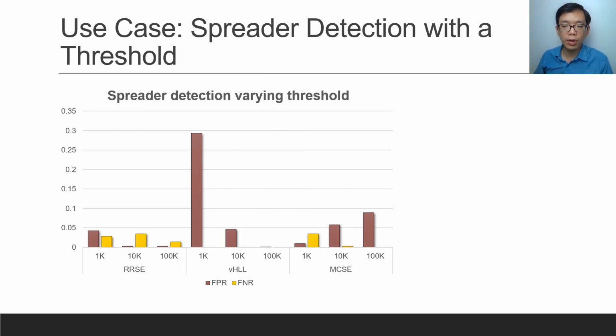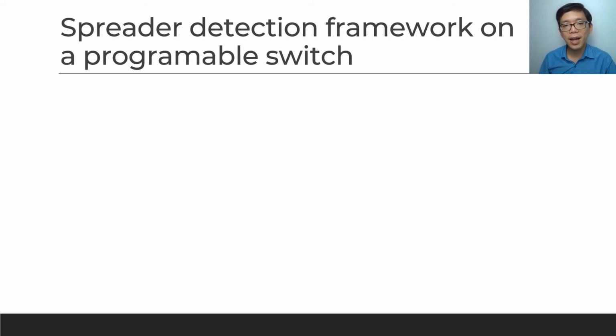We also use our algorithm to detect spreaders with a threshold, and here we use 3 thresholds: 1,000, 10,000, and 100,000. As you can see here, the false positive ratio of RRSE is 6 times better than VHLL at the 1K threshold, and it keeps being better than VHLL. Note that because VHLL mostly overestimates, its false negative ratio is quite small, going from 1K to 10K.